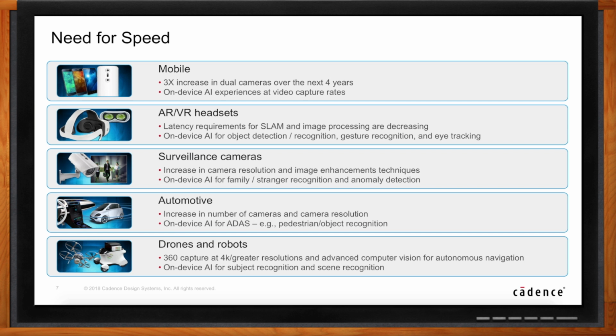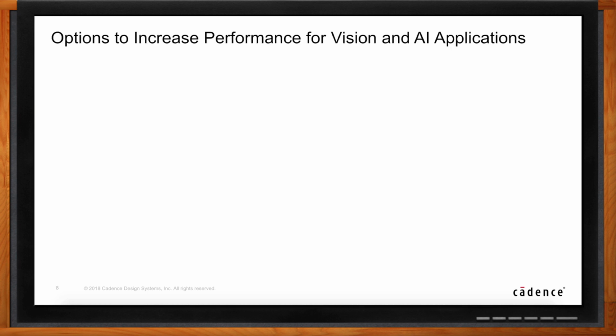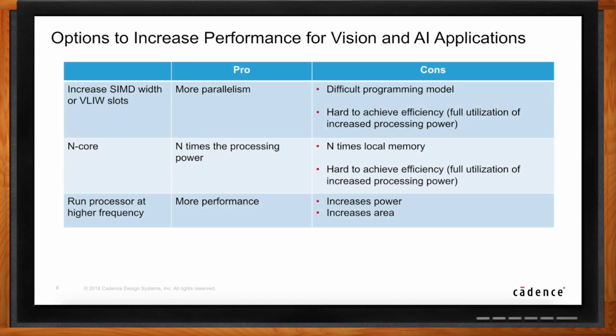So we've been through the use cases and the requirements, and we've talked about performance. But what are some of the strategies we can use to get the performance we need? In all these areas where our Vision DSP is used, as you require more performance, there are various ways to increase the performance, and for all of those strategies, there are pros and cons.